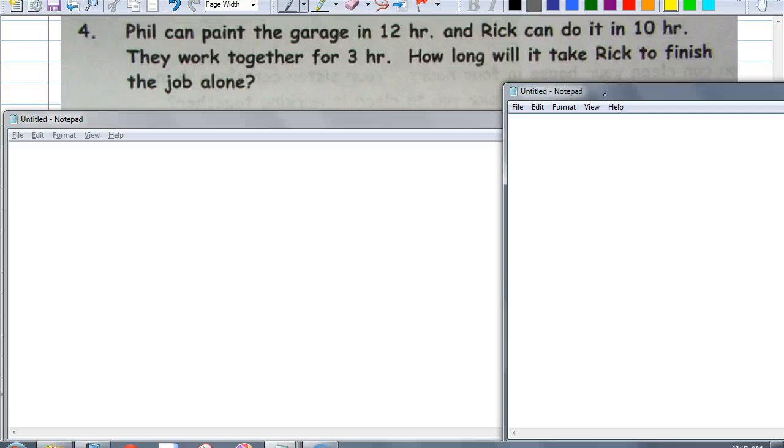It's not that much creative. It's really similar, right, Kobe? Kobe, can you read this for us? Bill can paint the garage in 12 hours, and Rick can do it in 10 hours. They work together for 3 hours. How long will it take Rick to finish the job alone?